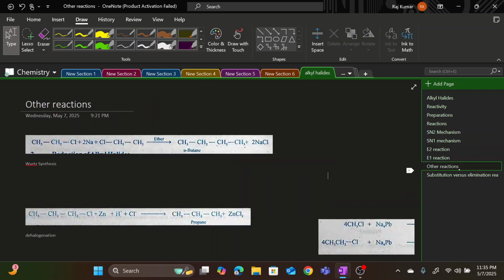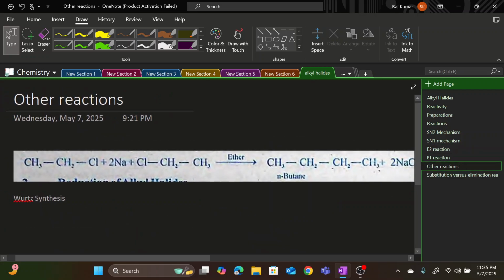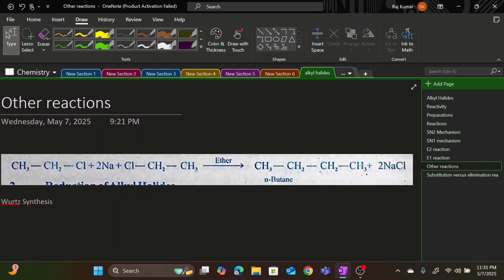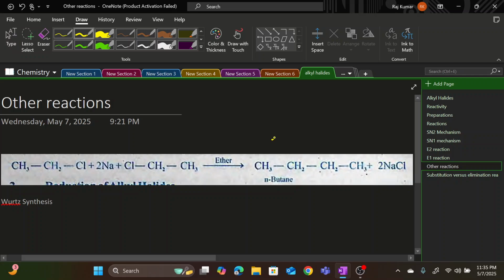These are the important things for understanding. And then we have some other reactions of alkyl halides, such that whenever we take alkyl halides and react them with sodium in the presence of ether, it's going to produce a symmetrical alkane.